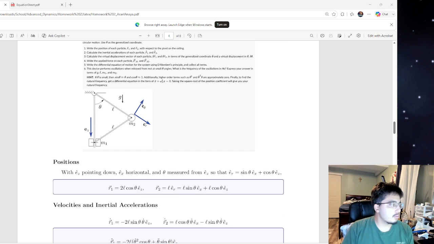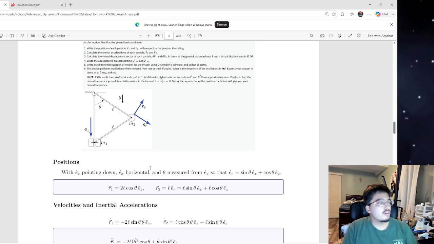So first of all, we need our position vectors. R1, for mass 1, is actually pretty easy. That's just moving in the EZ direction. In terms of theta, that's 2L cosine theta, because we want this vertical component over here. You multiply by 2 because L cosine only defines one half up to m2, and you need to get the other half.